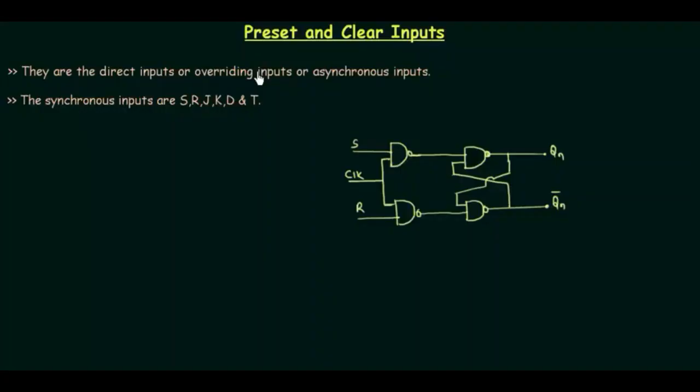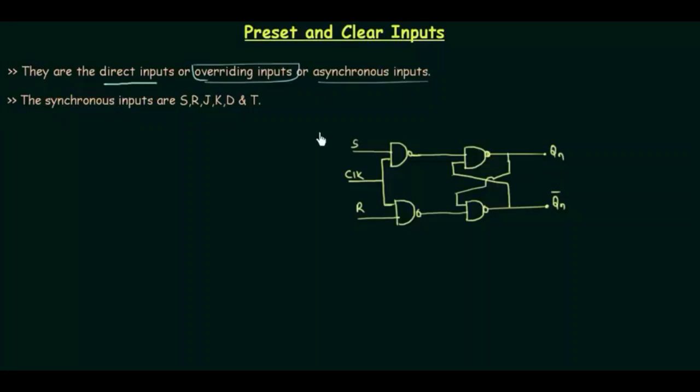In this presentation, I will talk about the preset and clear inputs in flip-flops. They are very important because I will use them in the counters. So let's start with them. They are the direct inputs or overriding inputs or asynchronous inputs. I am calling them the overriding inputs because whenever they come in the picture, they will change the output. The Qn will be changed directly.